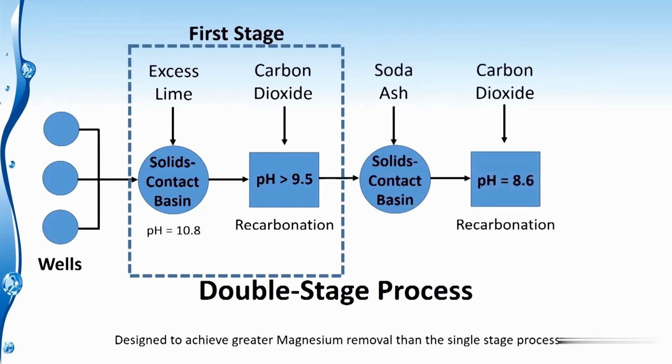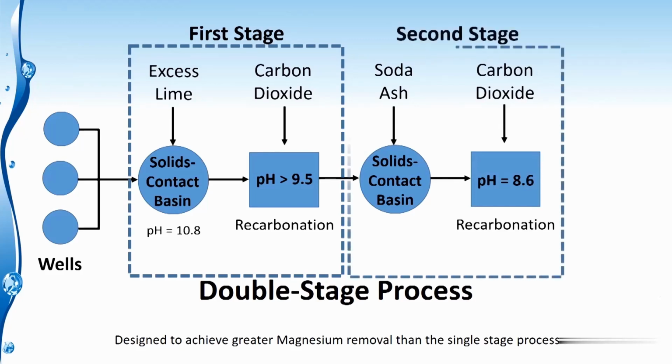That's the second stage. Now this second stage where we add soda ash, we do that to remove the non-carbonate hardness. Okay, so the first stage is removing the carbonate hardness, and the second stage is intended to remove the non-carbonate hardness, and that's why we add the soda ash. We then recarbonate to get our pH down to the 8.6 range.